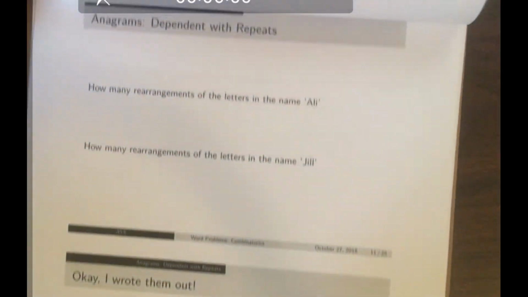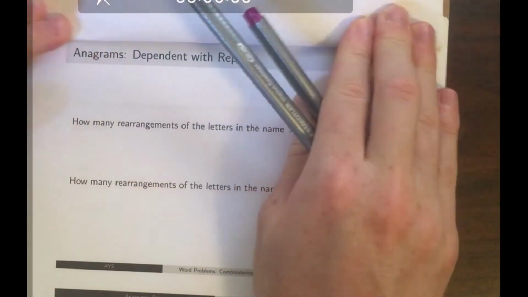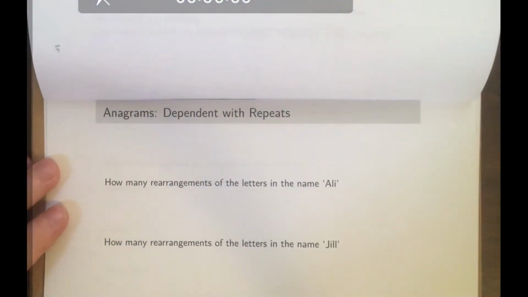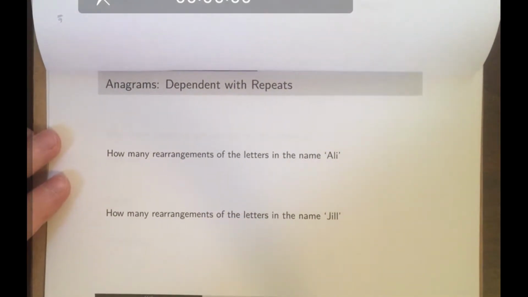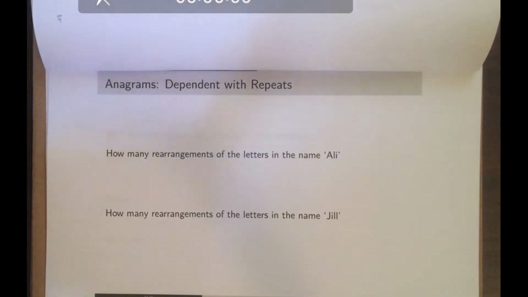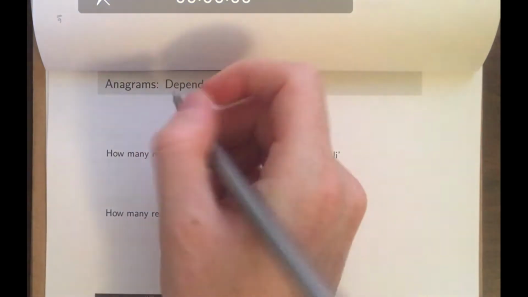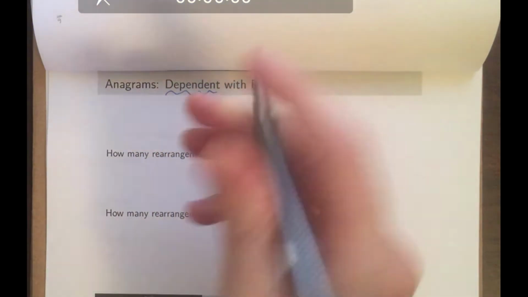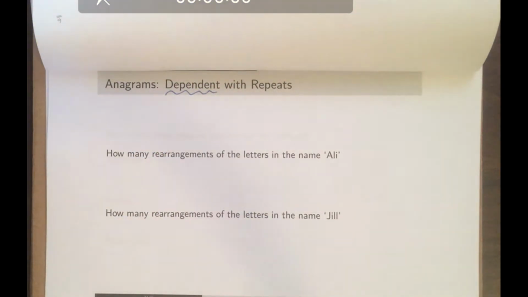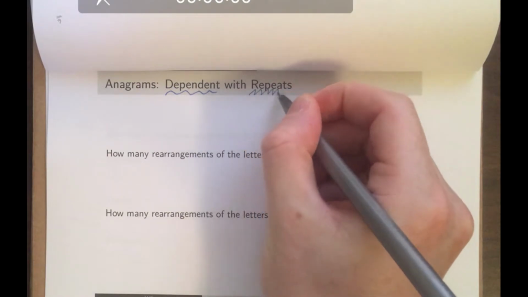Okay, we're moving along pretty quickly. Next, we're going to anagrams. So anagrams are rearranging letters of a word. So these are dependent. Once I choose which letter is the first letter of the rearrangement, I can't use that letter again. So these are dependent. Once I've made a choice, it affects my later choices. And then this with repeats, I'll explain in a second.